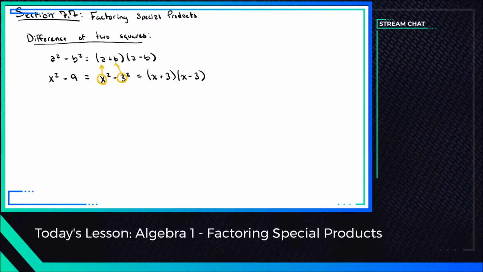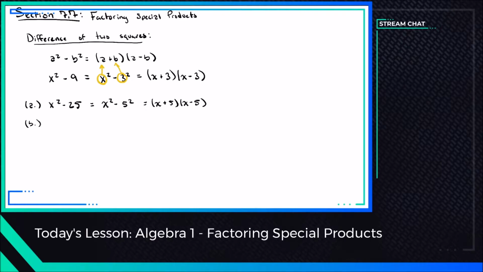So pretty straightforward process. Why don't we do lots and lots of examples about that? We're going to start here with example A: x squared minus 25. The square root of 25 is indeed equal to 5, so we've got x squared minus 5 squared. And then we're just going to plug that into the formula: x plus 5, x minus 5.